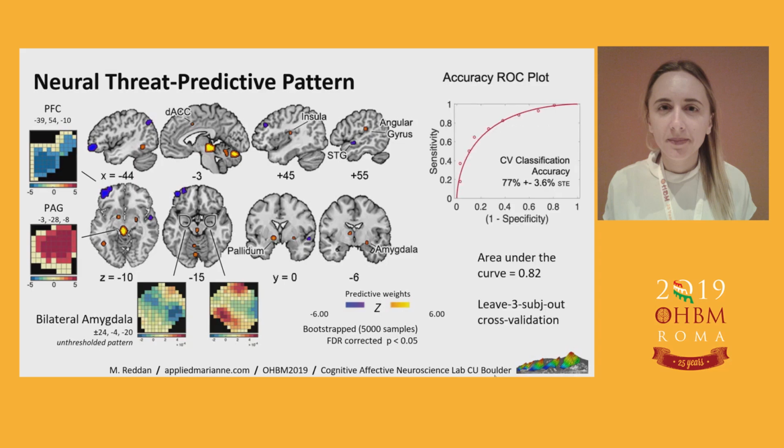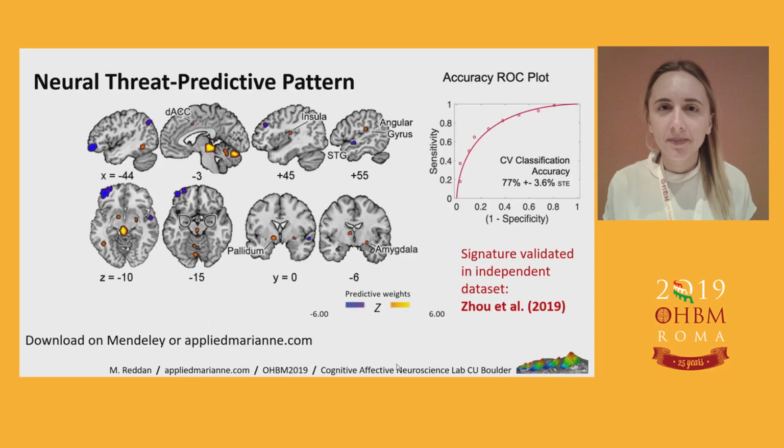And this threat signature has a classification accuracy of 77%. This was done using a leave-3-subject-out cross-validation procedure, where we left out one subject from each of the different groups in order to control for any bias. Importantly, this signature was recently validated in an independent data set by Zhao and colleagues. It's available online, so if you're interested in this, just reach out.